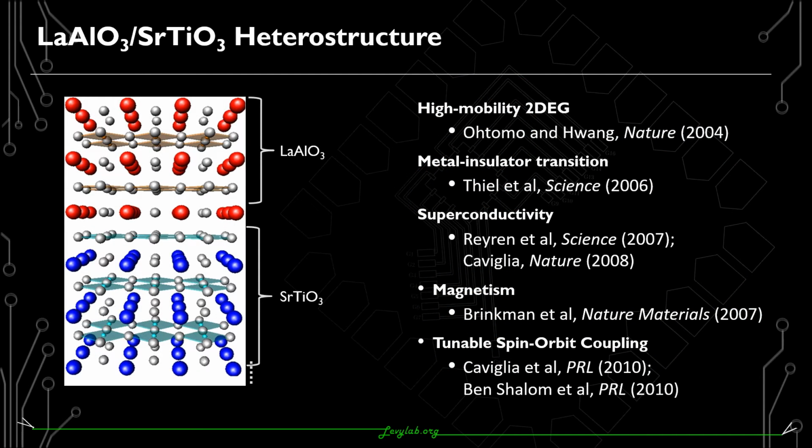In our group, we use the LaOSTO heterostructures as the model system. This structure is very interesting because it hosts a high mobility 2D electron gas at the interface between LaO and STO. It has been shown that at a critical thickness of 3 unit cells of LaO, there is a metal-insulator transition in the system. The system can be tuned from an insulating state to a conducting state by techniques such as Conductive AFM lithography and electron beam lithography. There are also other interesting properties shown by this system like superconductivity, magnetism, and tunable spin-orbit coupling.